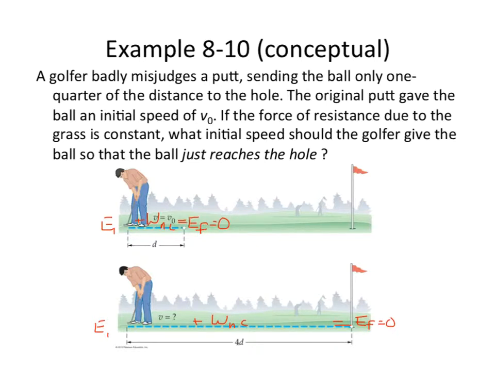All right, so we want to find what the velocity of the ball has to be in the second try in order for it to get all the way to the hole before coming to rest. Okay, so we're not going to actually use any numbers, but we are going to use some general terms right here.